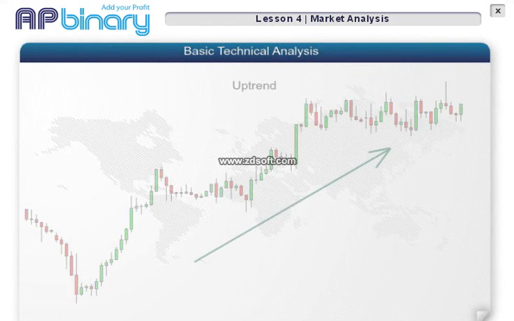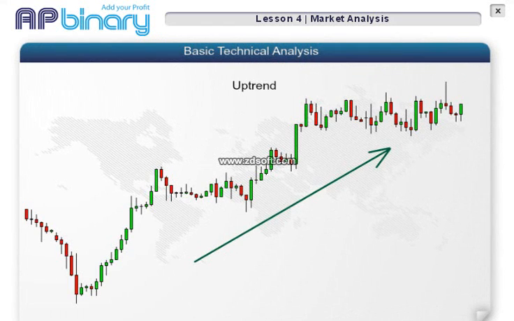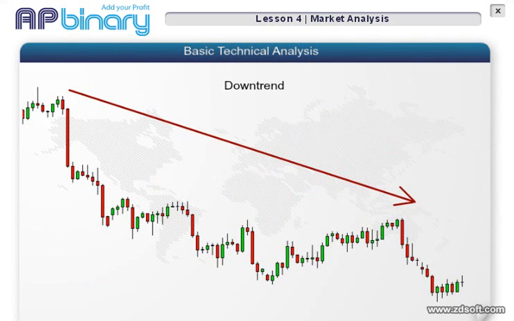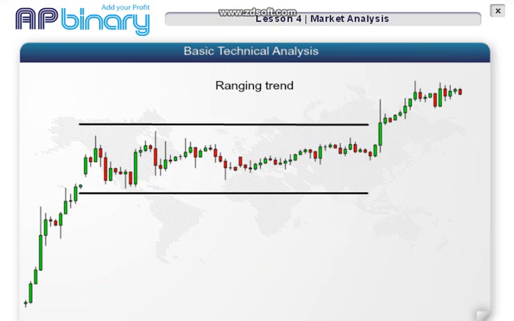Uptrend. An asset in an uptrend creates a series of increasingly higher peaks and troughs. Downtrend. An asset in a downtrend creates a series of increasingly lower troughs and peaks. Ranging trend. An asset in a ranging trend creates a series of peaks and troughs at price levels that are more or less identical. It's important to remember that when creating the trend line, we can also use the slope of the trend to determine the trend's strength. The steeper the slope is, the stronger the trend.